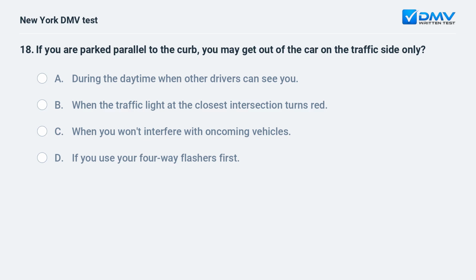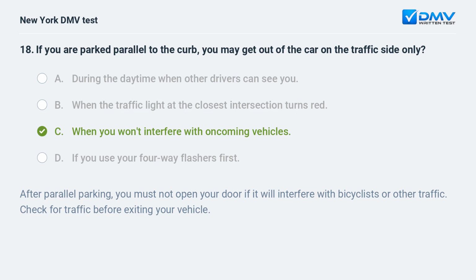If you are parked parallel to the curb, you may get out of the car on the traffic side only: A. During the daytime when other drivers can see you. B. When the traffic light at the closest intersection turns red. C. When you won't interfere with oncoming vehicles. D. If you use your four-way flashers first. C. When you won't interfere with oncoming vehicles.